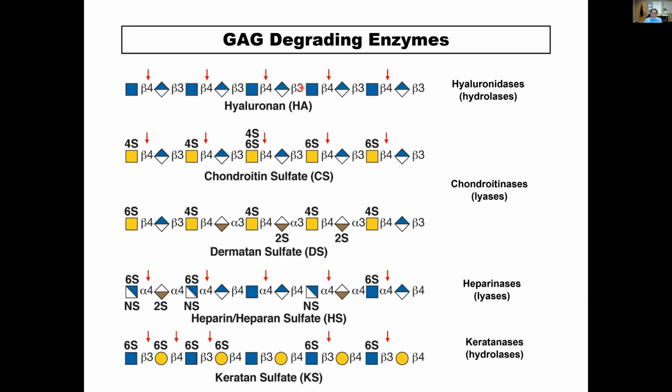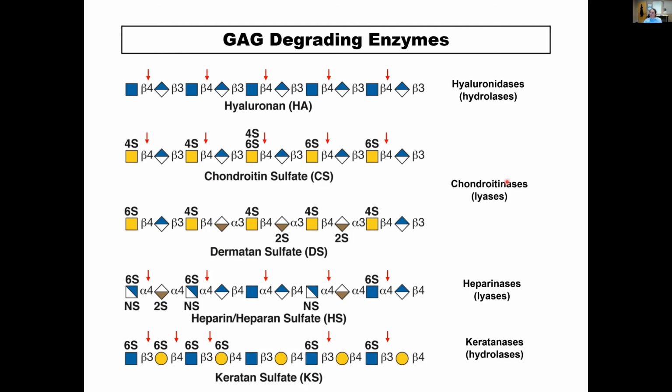You can either remove HA in certain contexts and ask how that impacts biology. We could also do size exclusion chromatography as well to look at the size of different chains in different contexts as well.